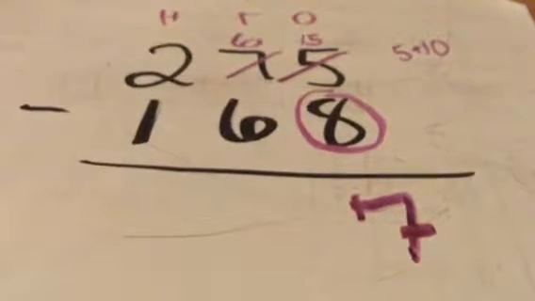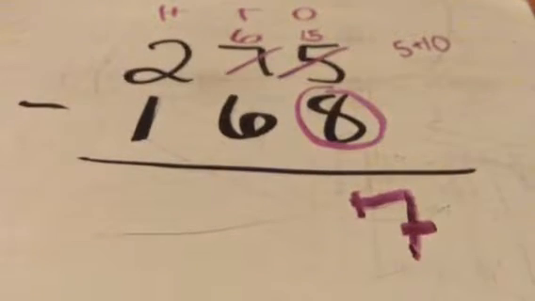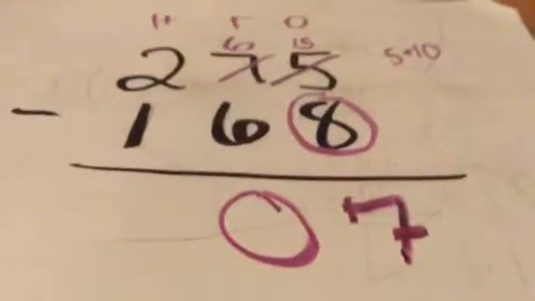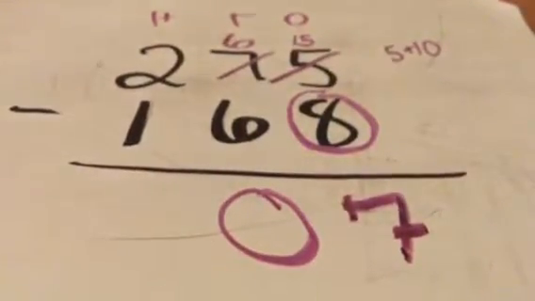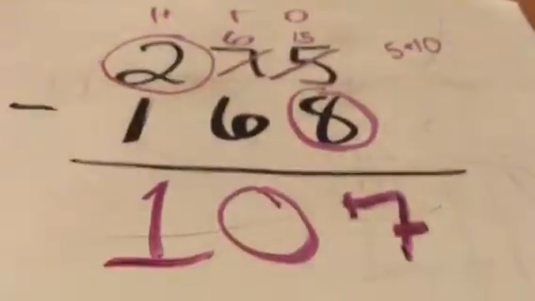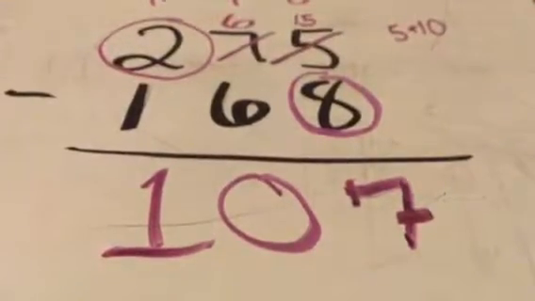Okay, now I can go to the tens column. 6 and 6, numbers the same, zeros the same. And the hundreds column, circle my bigger number. 2 take away 1 is 1. So my answer is 107.